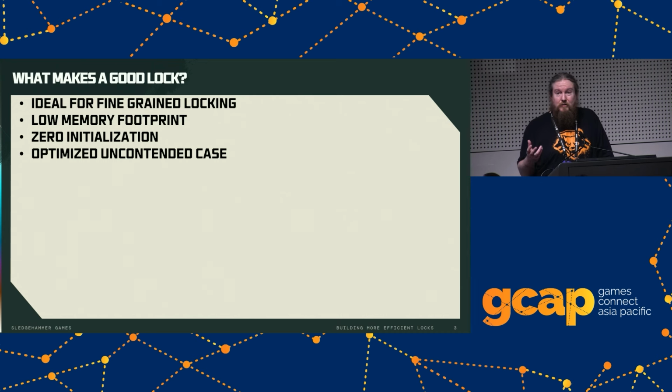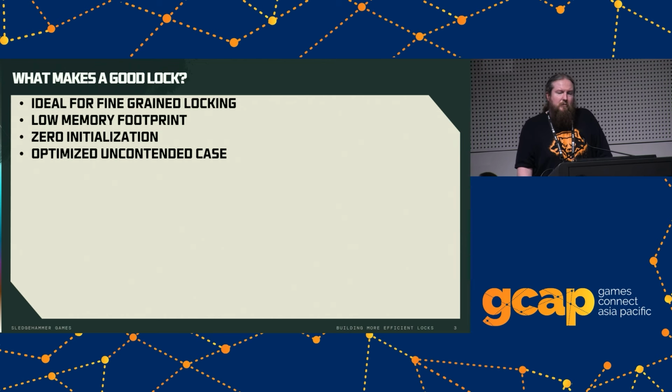And in order to do this, we really want a low memory footprint. Ideally, we want 1 byte or even just a few bits for a lock. And we also want zero initialization, so when that lock is created, we don't want to do a bunch of complex initialization. That way we can have thousands or tens of thousands of locks potentially.